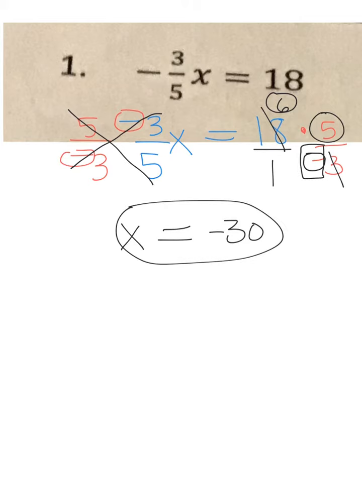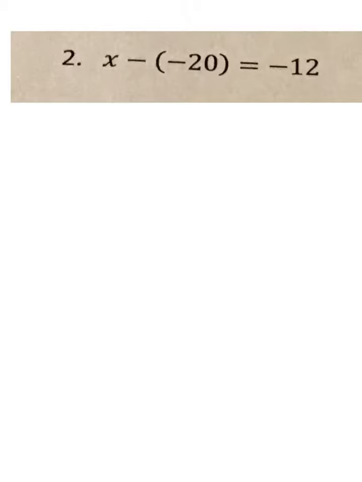All right, problem number 2. Here's problem number 2. x minus negative 20 equals negative 12. We've talked about these before. I told you these double signs are bad. So a minus and negative just makes a plus. So I'm going to rewrite the problem as x plus 20 equals negative 12.